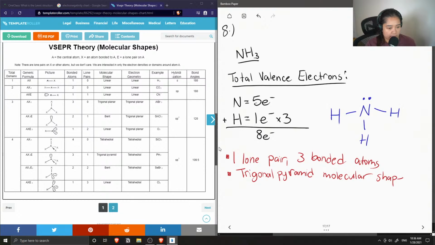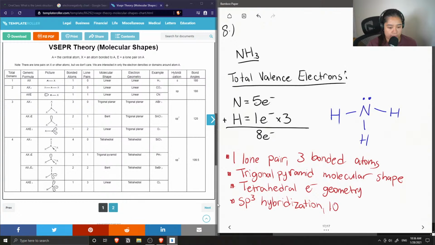And it also tells us that we have a tetrahedral electron geometry. We also have an sp3 hybridization. And the bond angles would be 109.5 degrees.